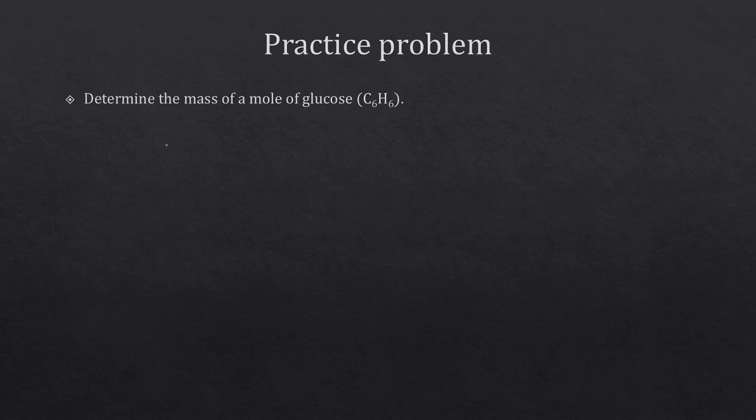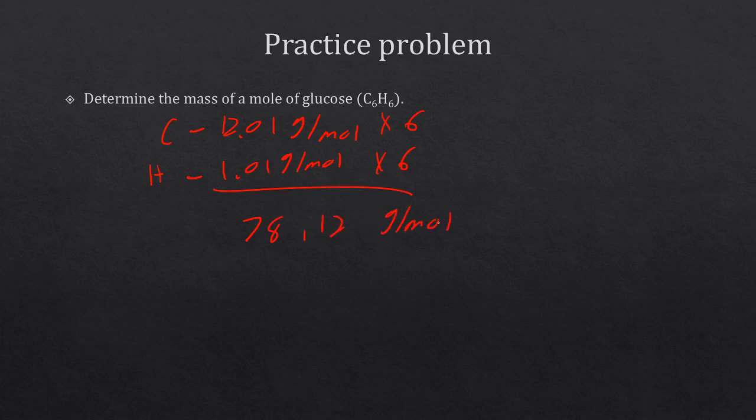Okay, so let's take a look at this. We know carbon has a mass of 12.01 grams per mole. Hydrogen is going to have a mass of 1.01 grams per mole. So we're going to multiply both of these by 6 and add them together. 12.01 times 6 is 72.06. And then we add to that 6.06 from the hydrogen, and from adding these together, this molecule has a mass of 78.12 grams per mole.